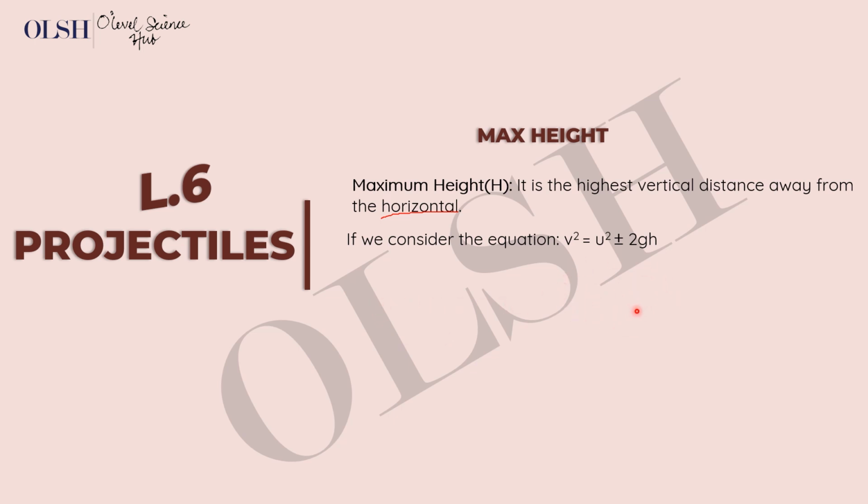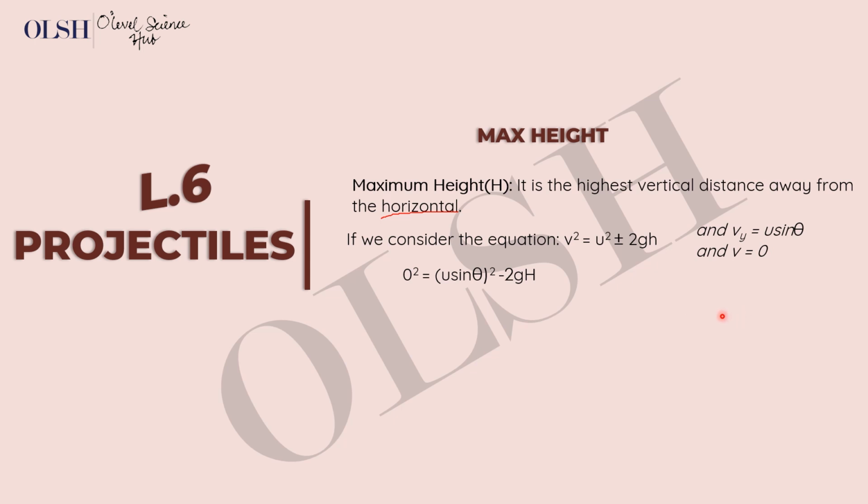If you consider this other equation of motion, v squared equals u squared plus or minus 2gh, and we take our vy to be u sine theta, which is normal, and our v to be 0, because we're considering maximum height, and the velocity at maximum height is 0. If we make these considerations, we have 0 squared equal to (u sine theta) squared minus 2gh.